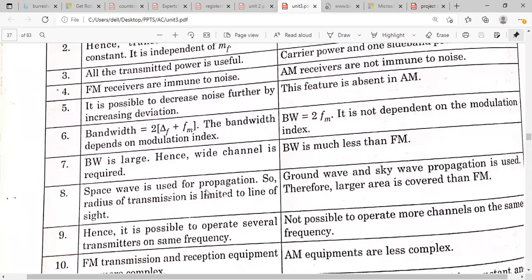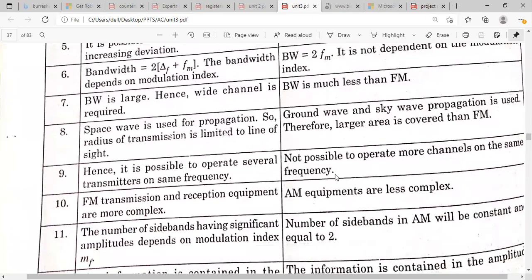FM will be used for space wave propagation, and AM will be used for ground wave and sky wave propagation. And also AM covers a larger area when compared to FM. FM has a limitation, that is the distance of transmission. And it is possible to operate several transmitters on the same frequency, but here separate circuitry is needed to transmit. FM transmission and reception is complex when compared to AM.